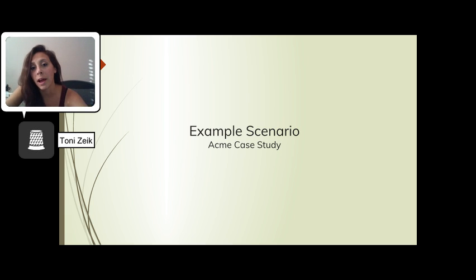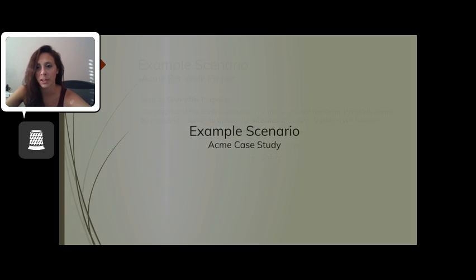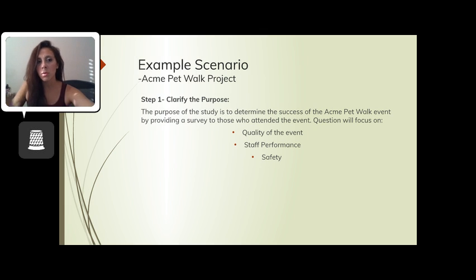Okay, so now we're going to apply the 10 steps that we just discussed from your textbook to an actual example, and it's going to be the Acme case study that we're using for this course. So my team's project is a pet walk, and just to paint a picture for you, this pet walk is going to be a setup course where people can bring their dogs, they'll walk, they'll socialize, maybe a mile or something. We want to encourage people to be healthy, to have healthy pets, so obviously getting exercise is important.